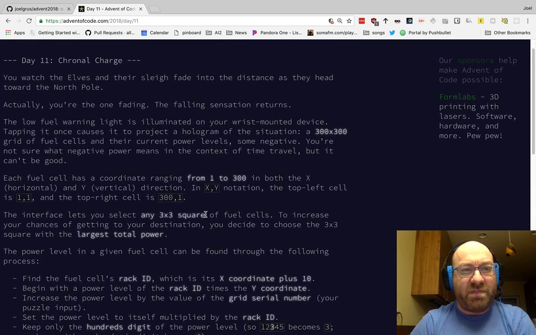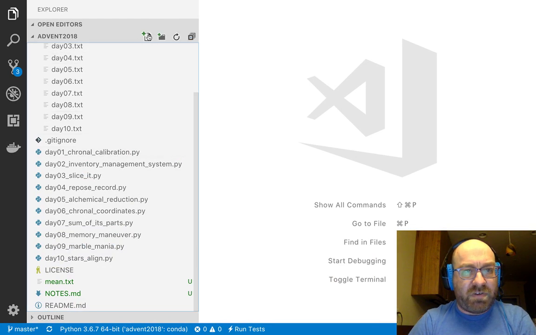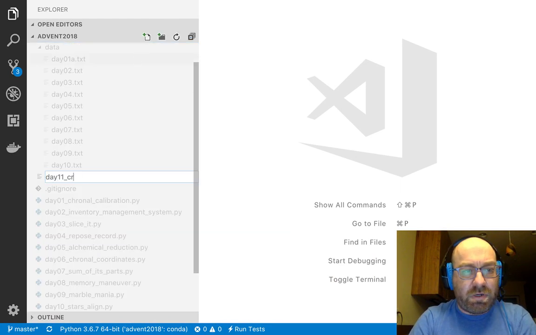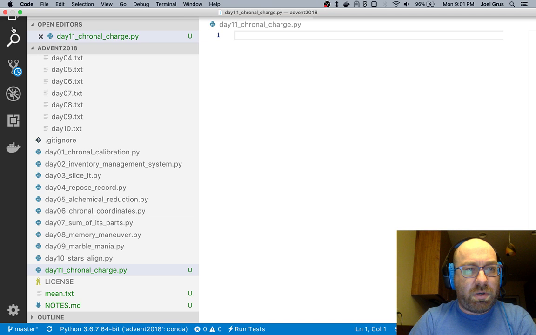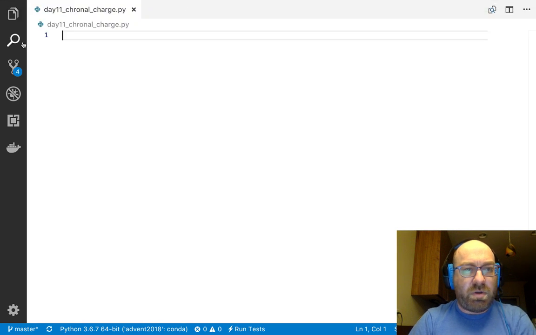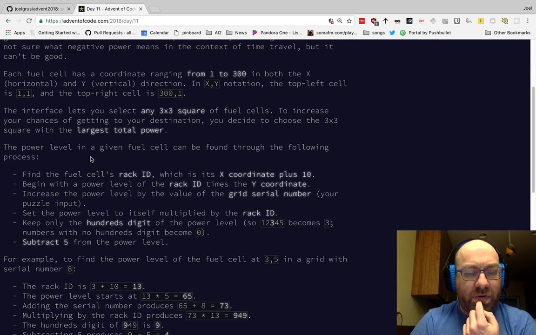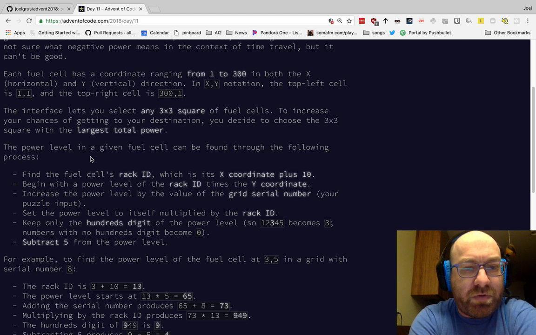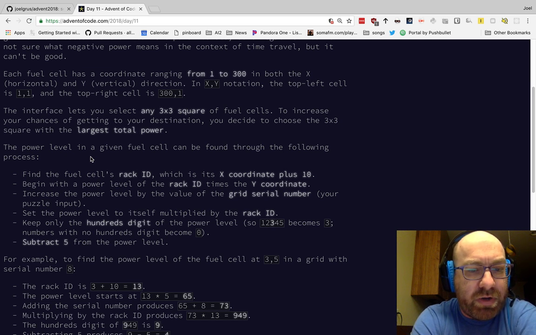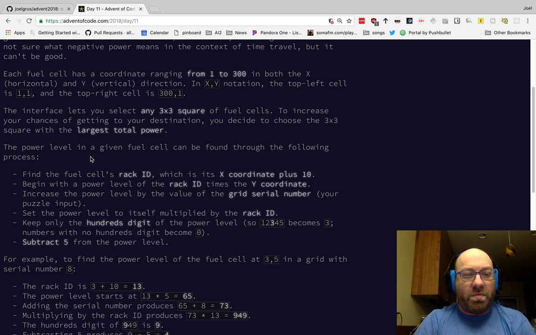All right, that's a lot of stuff. Let's just get cracking on it and see what chronal charge is. Let's bite this off piece by piece. Power in a given fuel cell can be found with the following process. Find the fuel cell's rack ID, which is x coordinate plus 10. Then the power level is the rack ID times the y coordinate. Increase the power level by the value of the grid serial number. Set the power level to itself multiplied by the rack ID. Keep only the hundreds digit of the power level. Subtract 5 from the power level. Okay.